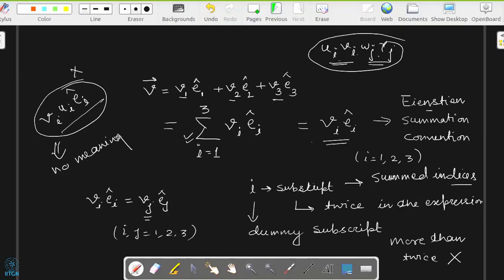So next class I will discuss more on these things, mostly the index properties and some examples. We will solve some examples, then we will do some mathematical operations on vectors, to get more confidence in using this concept. Okay, so I'm stopping today's lecture here.